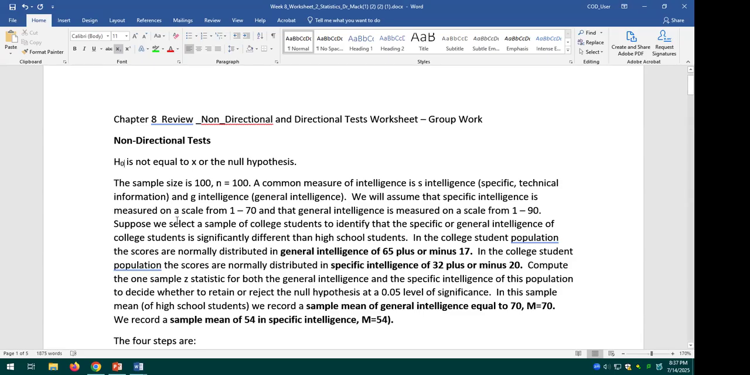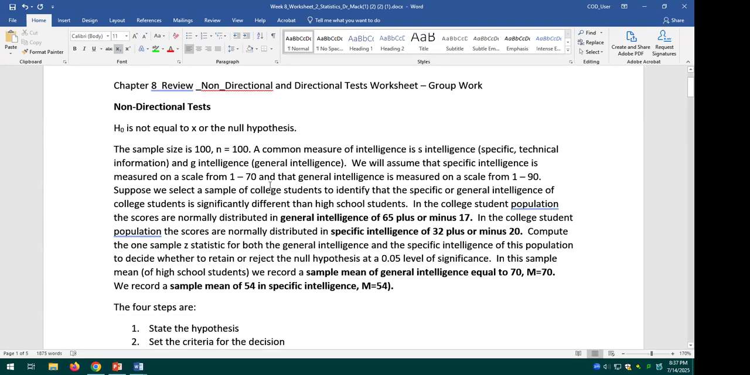The sample size is 100, n is equal to 100. A common measure of intelligence is S intelligence, specific technical information, and G intelligence, general intelligence. We assume that specific intelligence is measured on a scale from 1 to 70, that general intelligence is measured on a scale from 1 to 90. Suppose we select a sample of college students to identify the specific or general intelligence of college students, if it's significantly different than high school students.